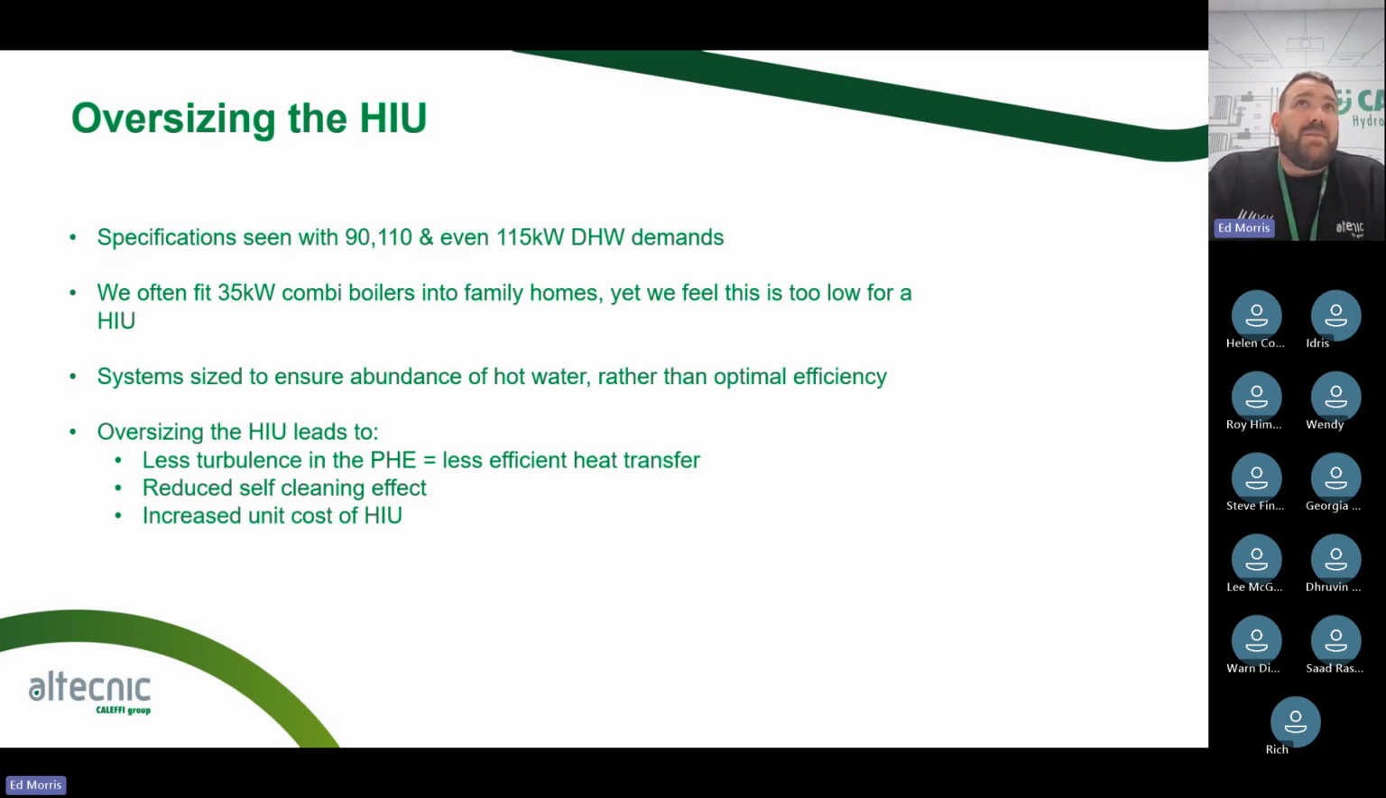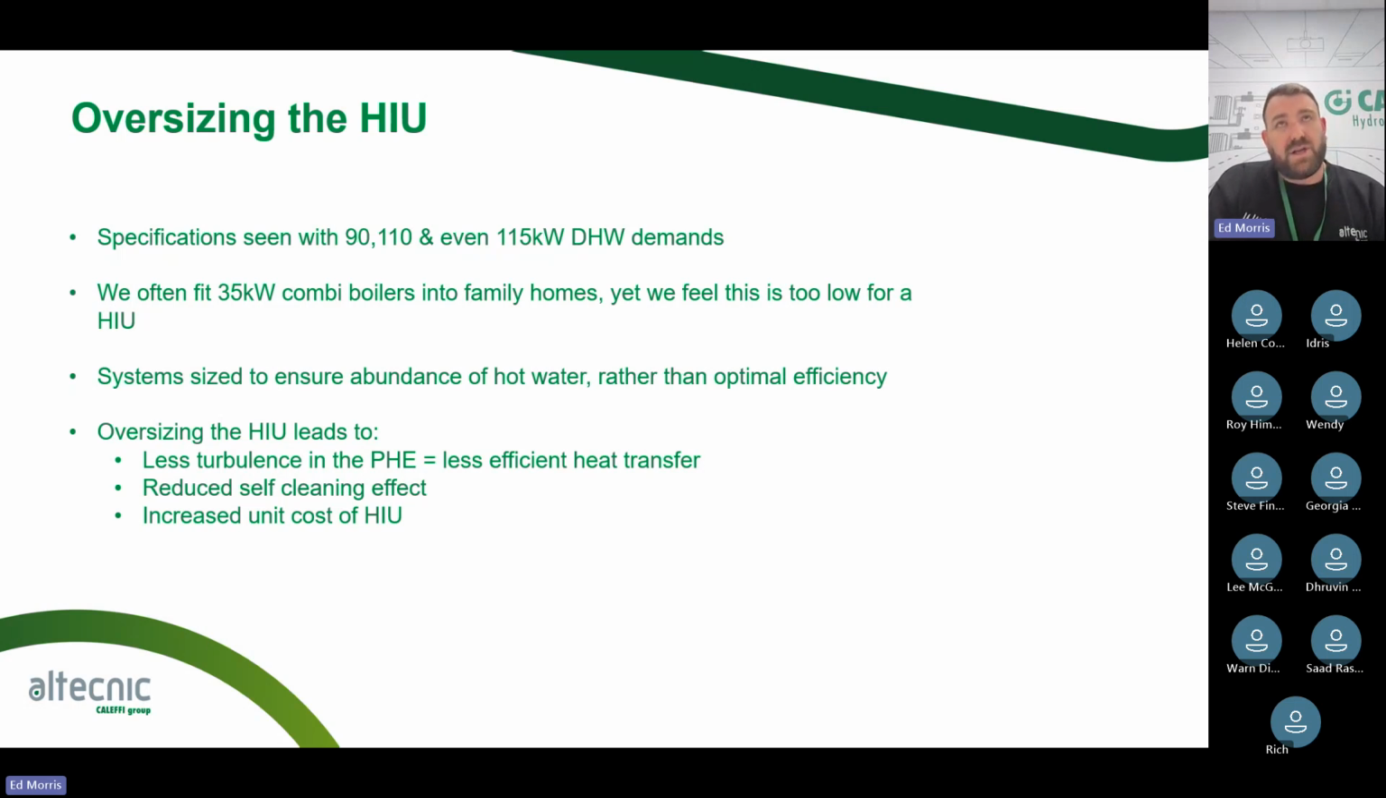So oversizing the HIU leads to a number of things. Less turbulence in the plate heat exchanger, which means less efficient heat transfer. We want to create turbulent flow in there. We want to keep the water in there as long as we can to get that energy transfer as strong as we can, to then give the nice hot water flow at the outlets. Reduced self-cleaning effect.